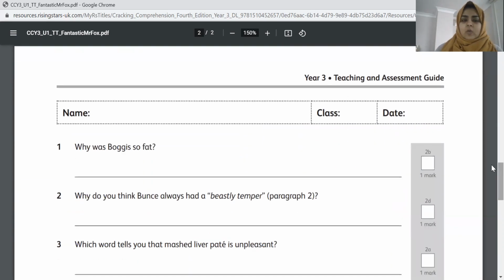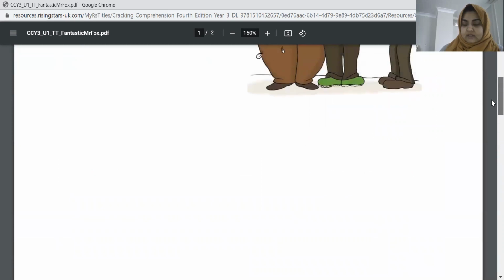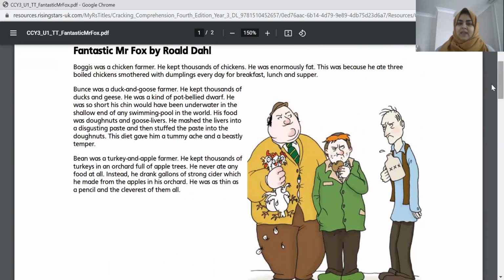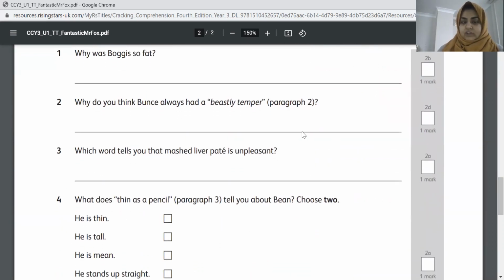Question number 2 says, why do you think Bunce always had a beastly temper? If you look over here in the brackets, it says paragraph 2, which means in order for you to find the answer, you need to go and reread paragraph 2. You could skim read if you know how to skim read. Skim reading is just reading the paragraph and picking out the main words which are related to the question. To make it easier for yourself, you can highlight the keywords.